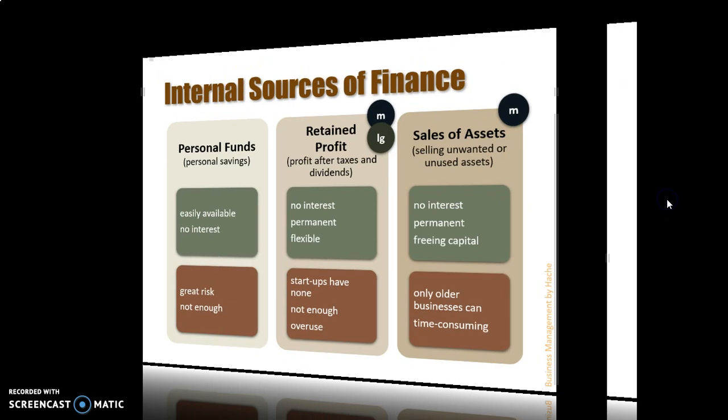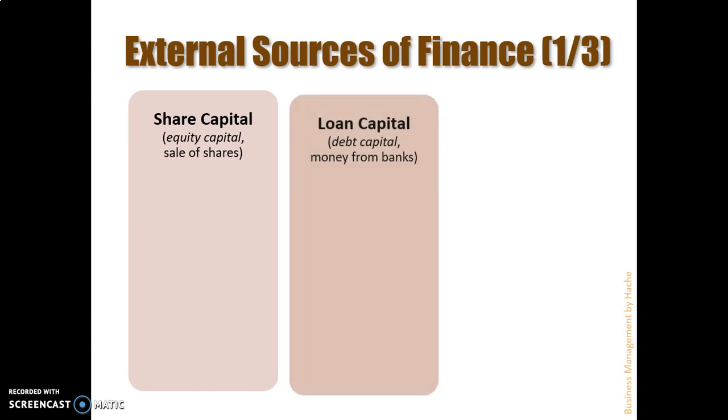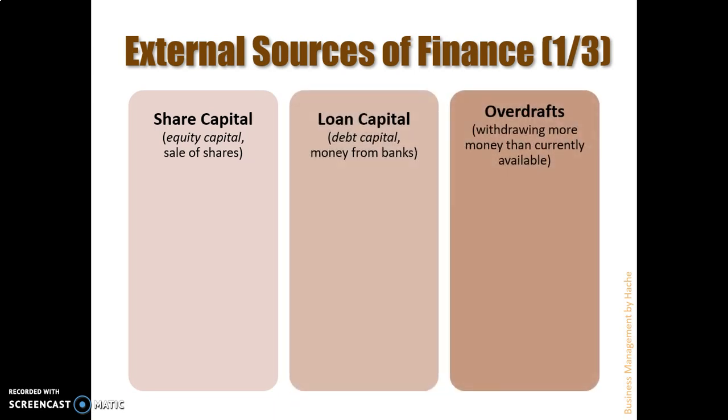Let's go to external sources. The first external sources of finance are share capital, loan capital, and overdrafts. Share capital, known as equity capital, is selling your shares. This is common in public limited companies and private limited companies. You decide to sell your shares privately if you are a private one, or in the stock market if you are a public limited company.